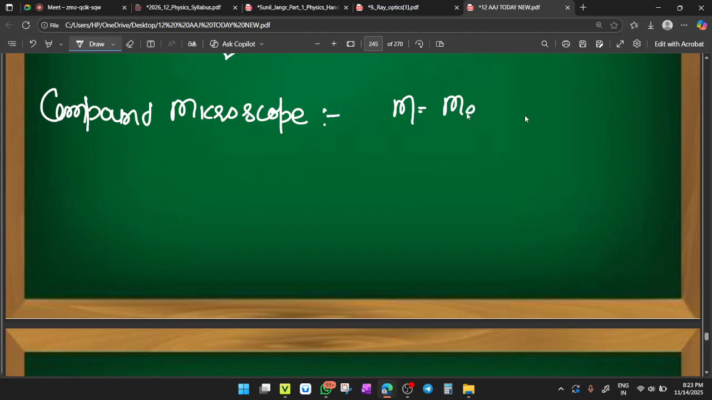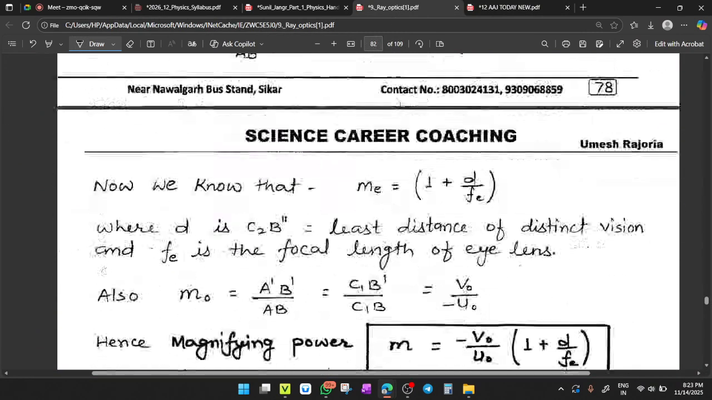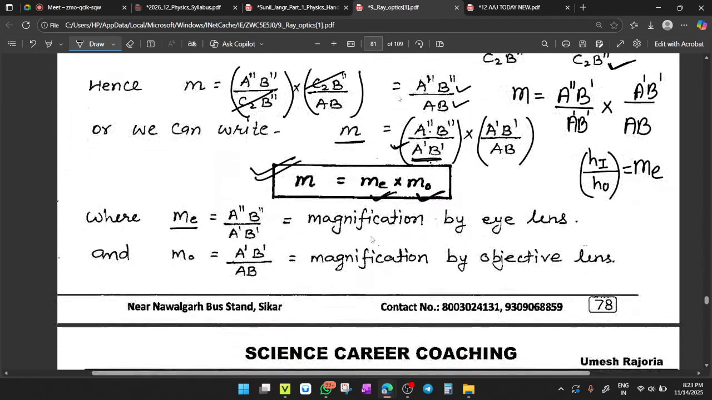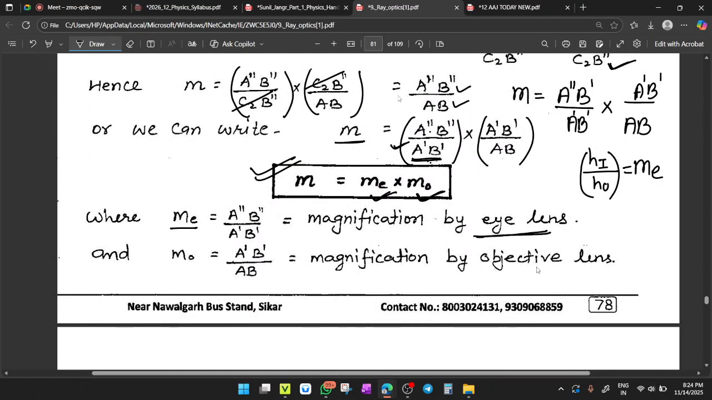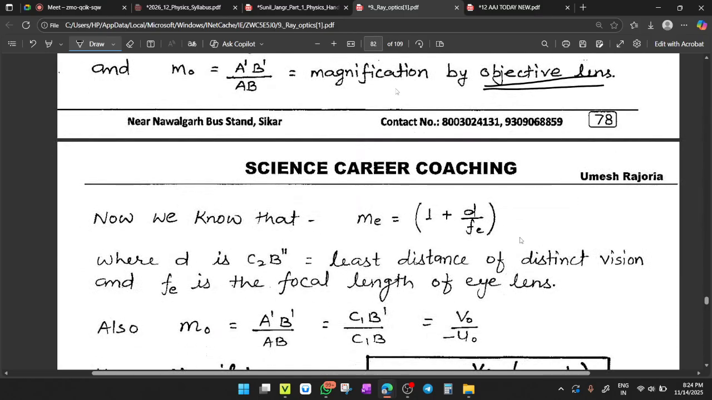Yes. So we are moving with the compound microscope. We have the derivation M equals ME multiplied by MO. So ME multiplied by MO is the formula for M, where ME is the magnification by the eye lens and MO is the magnification for the objective lens. Okay.